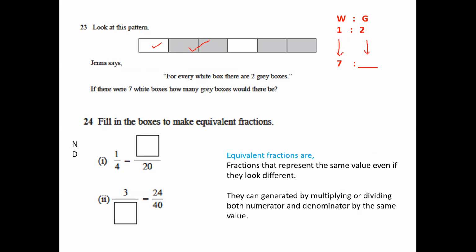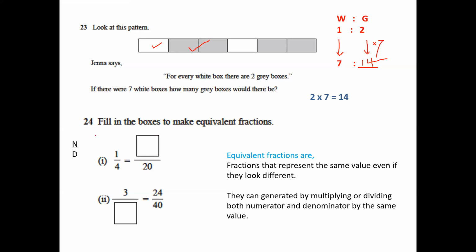So 1 times 7 is 7 and 2 times 7 is 14. Like that, you have to multiply both white and gray by 7. So the answer is 14. If there are 7 whites, there should be 14 gray boxes.